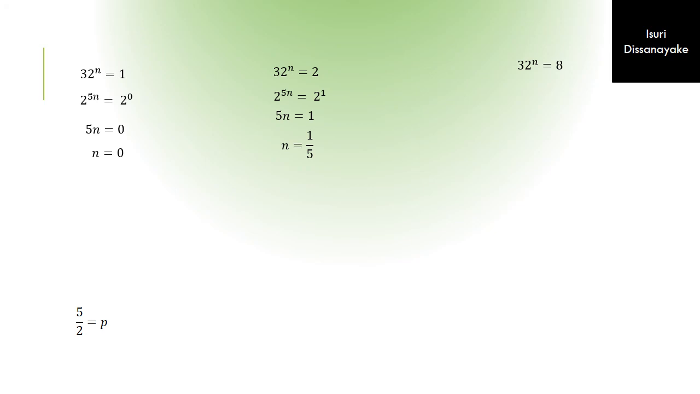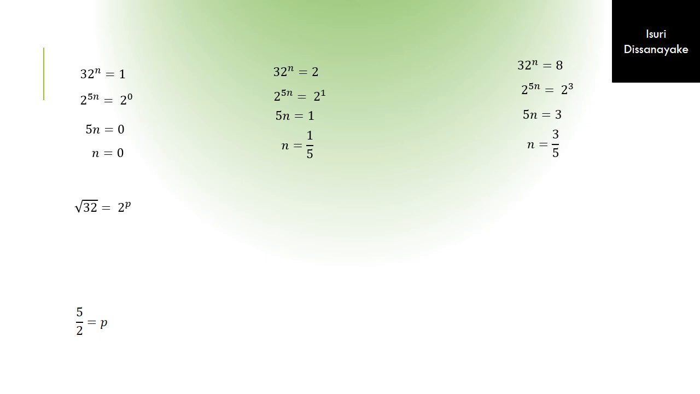32 to the power n is equal to 8. Let's equal the bases of both the sides of the equal sign. That is 32 you can write it as 2 to the power 5. 8 you can write it as 2 to the power 3. So when the bases are the same, we can say that 5n is equal to 3. Because the bases are the same, I equal the powers. Therefore, n is equal to 3 over 5.